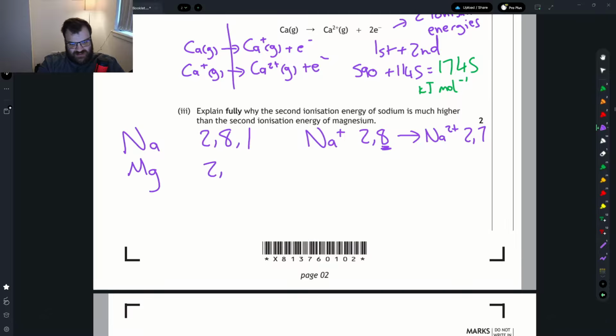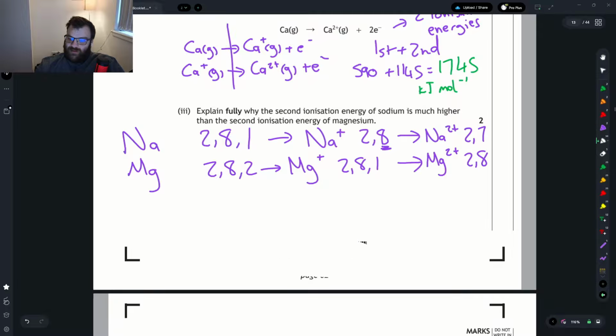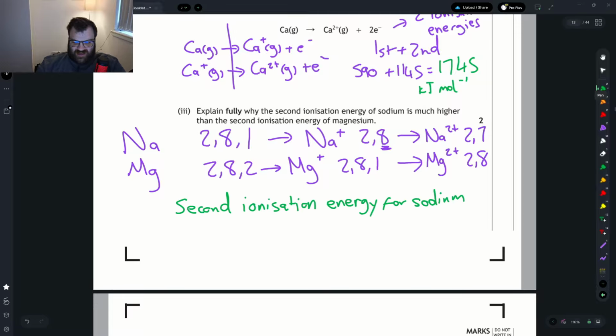Versus magnesium is 2, 8, 2. So that first one again, we are taking that outer electron, or one of the two outer electrons, and then the second one takes away the electron from that outer shell as well. So both the electrons are removed from the outer, less tightly held shell, but in sodium, that second one comes from an inner, more tightly held electron. Question is asking us about sodium, so I'm going to focus on that one. Second ionization energy for sodium requires removal of an inner, more tightly held electron.